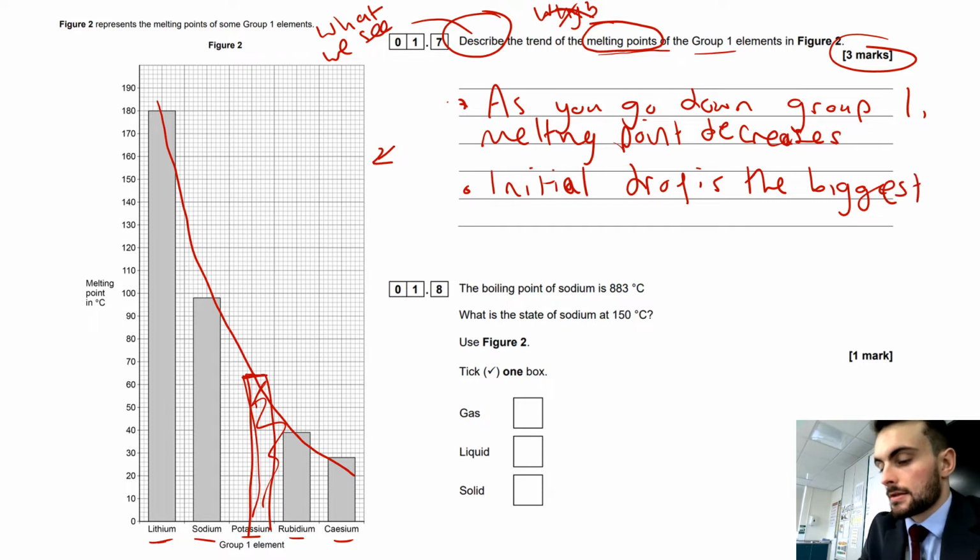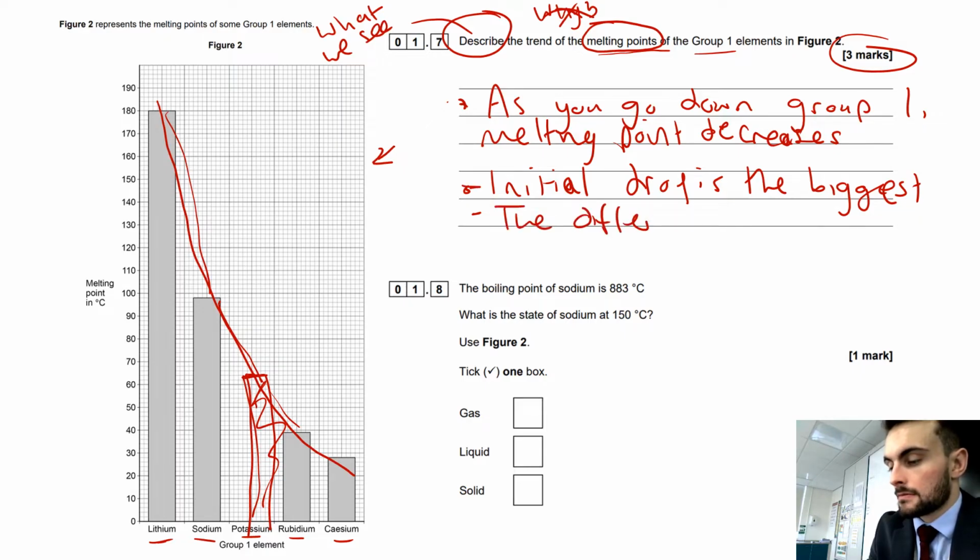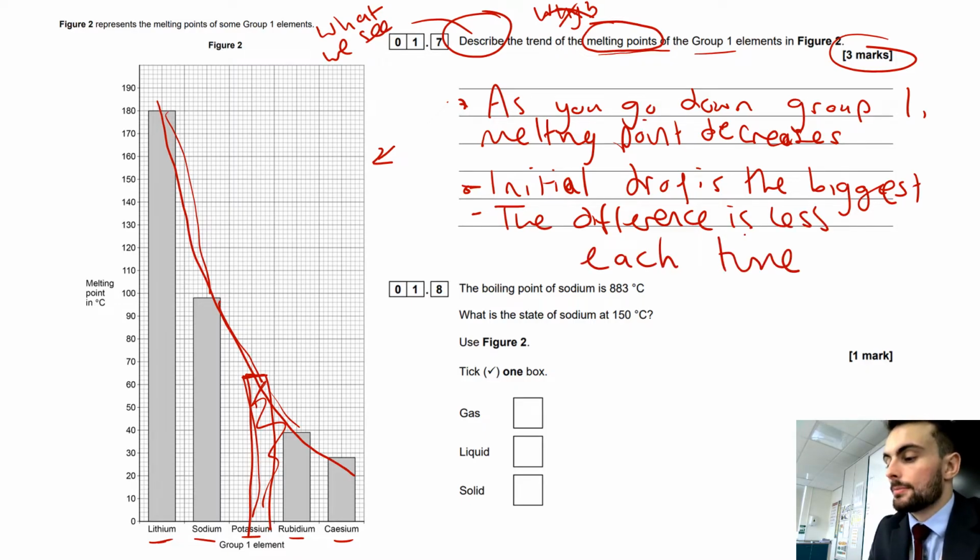So that just means the difference between lithium and sodium is the biggest, because sodium and potassium is not as different, and so on. Or we can say the difference is less each time. So each time we go down, the melting point is actually decreasing, but it's decreasing by a smaller amount each time. And then we've got the boiling point of sodium is 883 degrees Celsius.